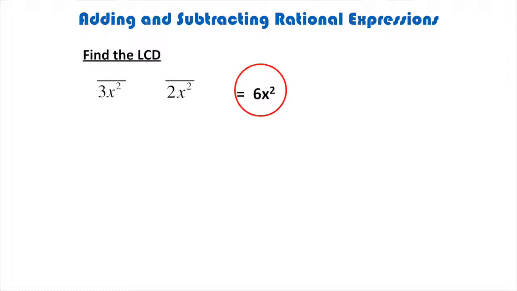Hopefully you found out that it was 6x squared. Again, we take our numbers first. 3 times 2 gives me 6. X squared, they both have an x squared. The highest one is just squared, so that's fine. That would be 6x squared.